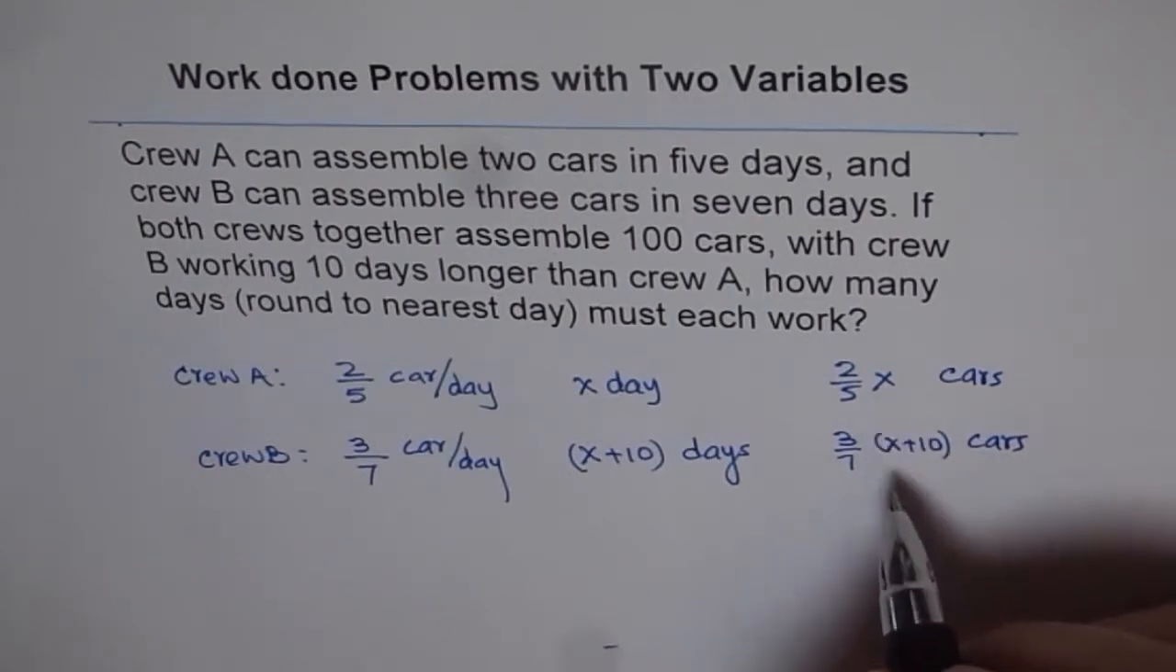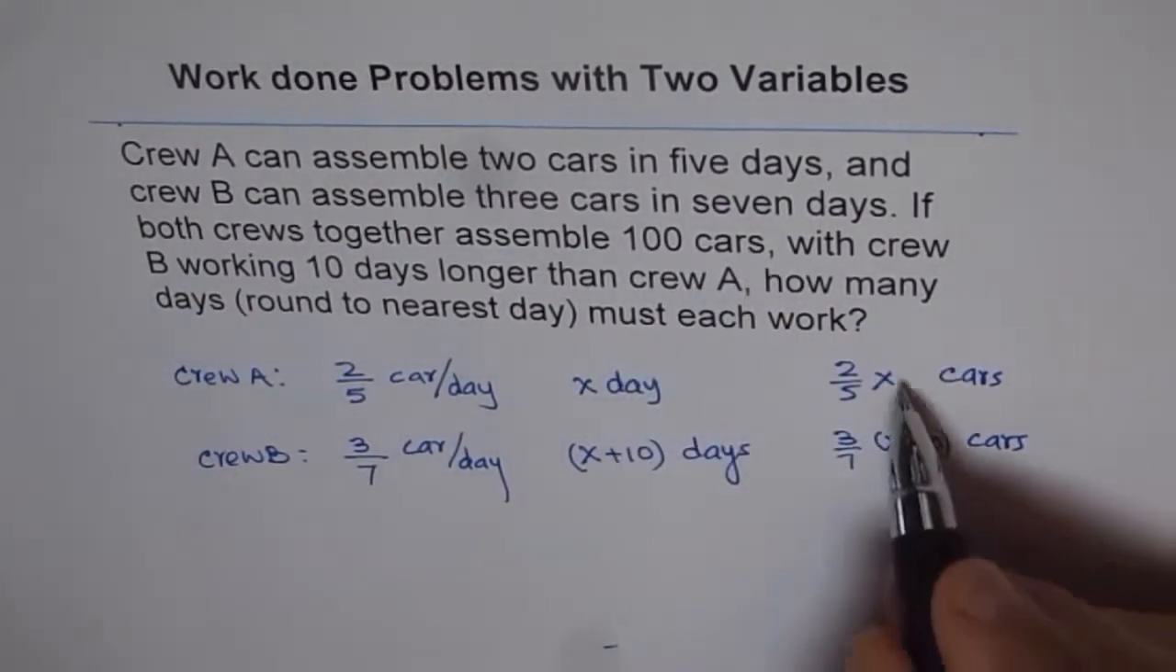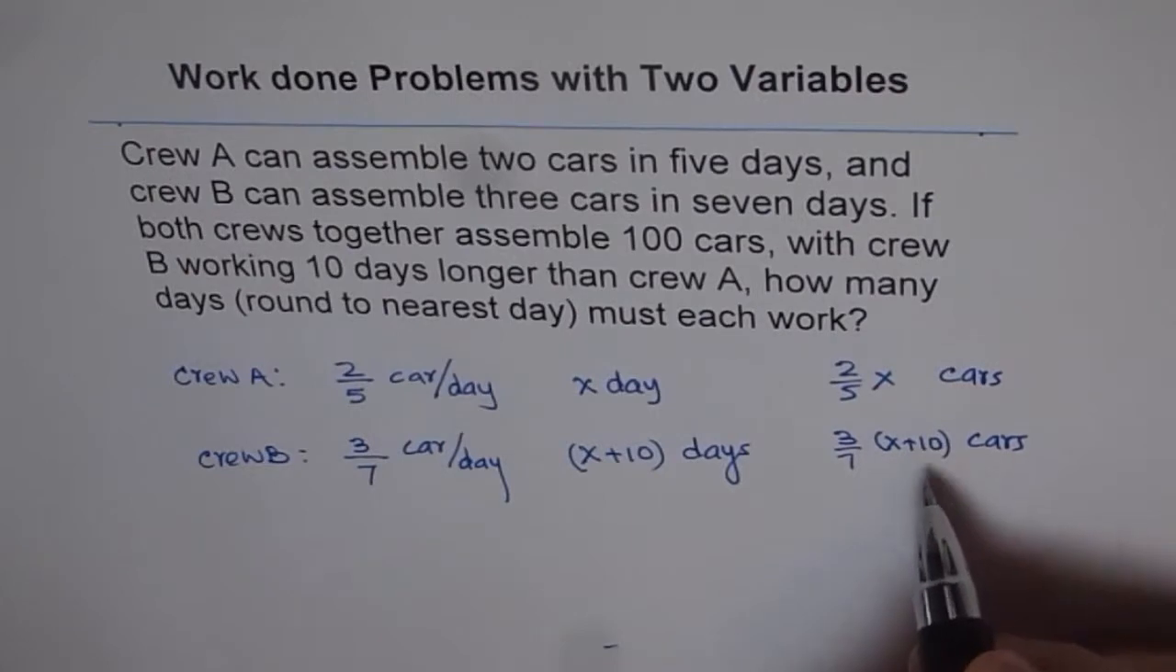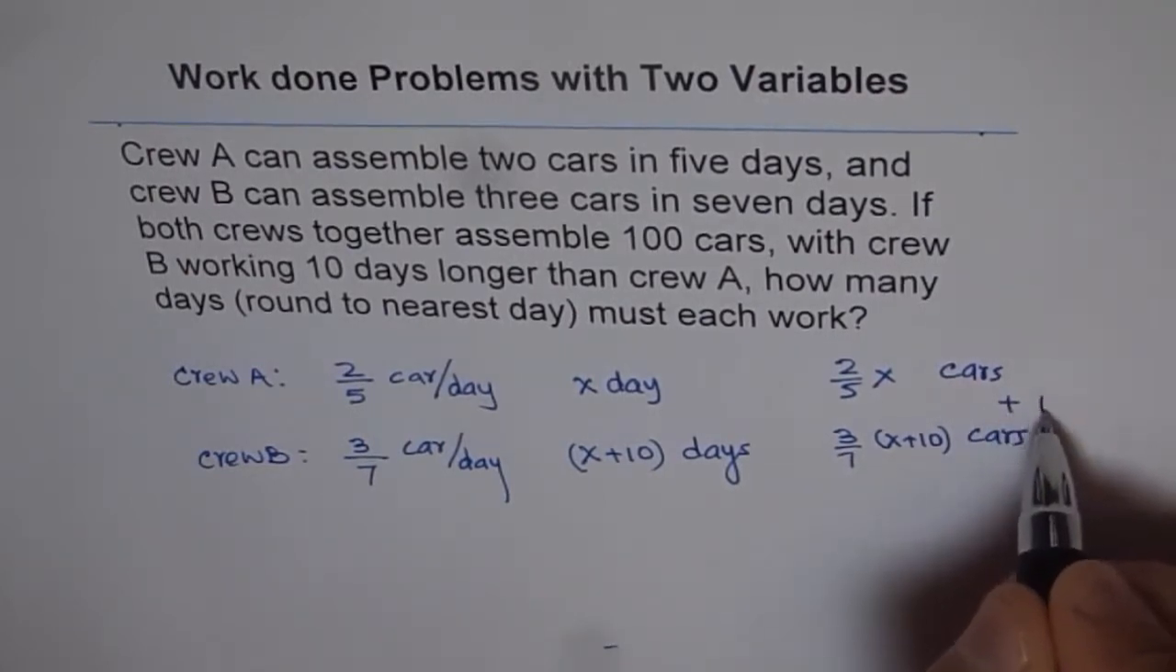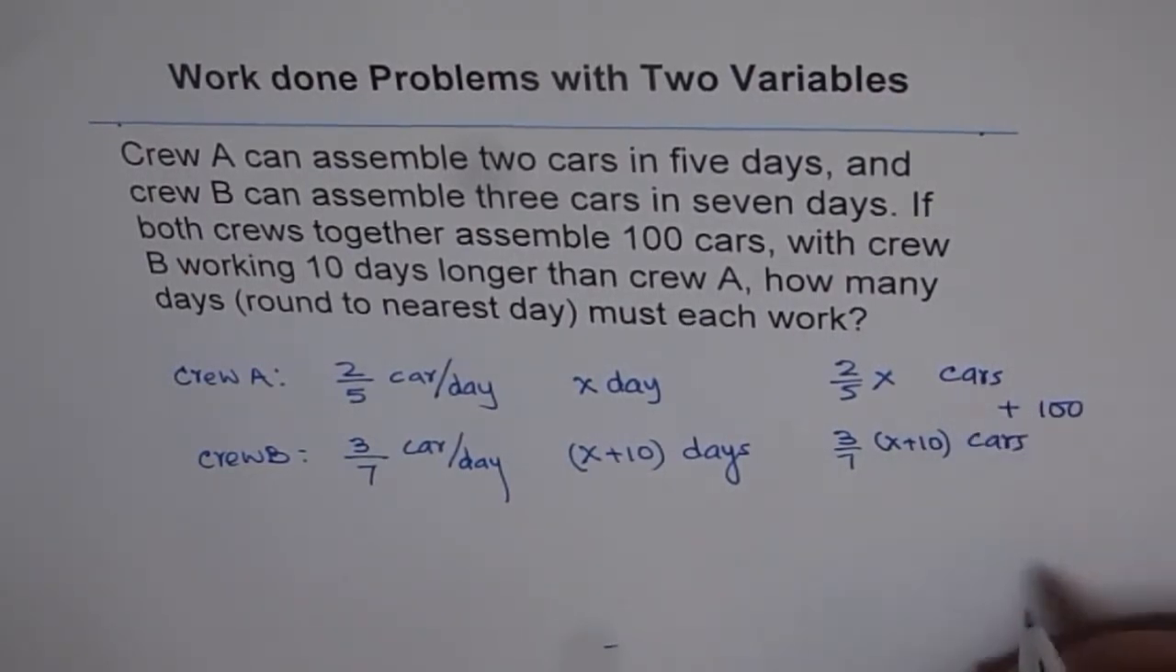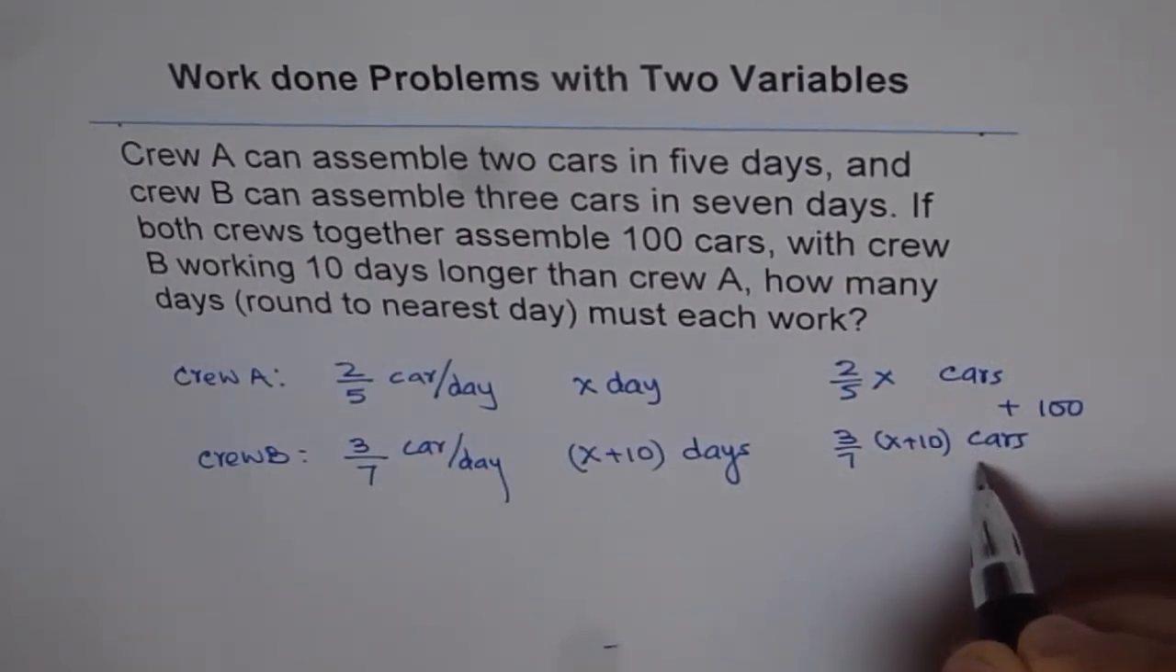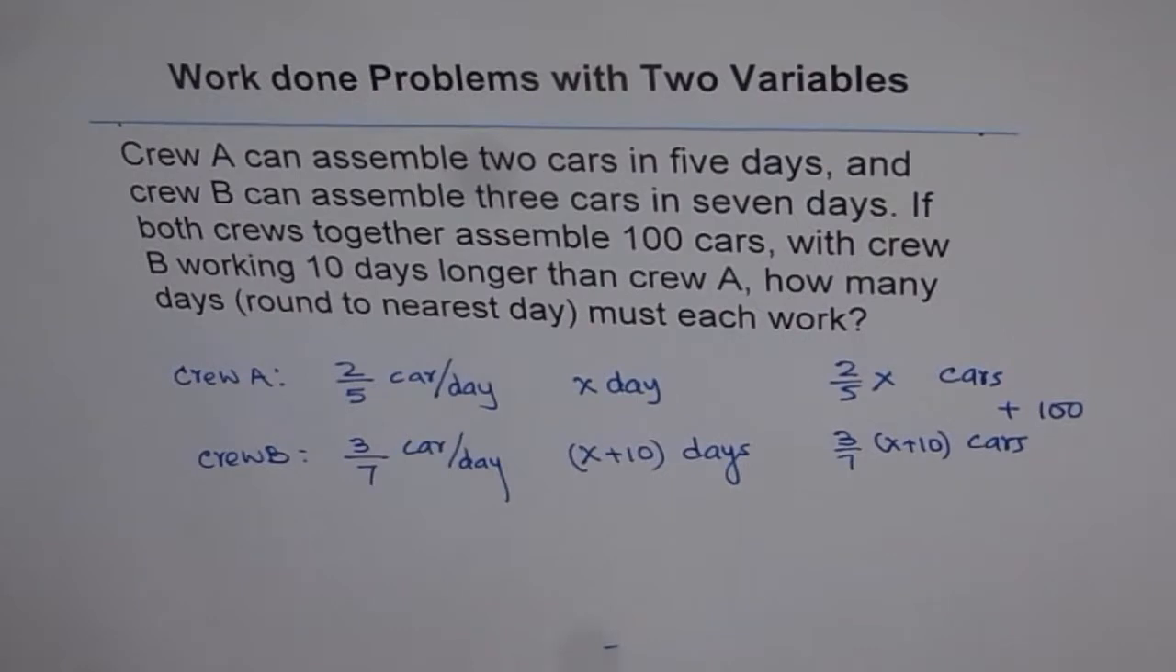And how much is the real job done? 100 cars. So when you add these things together, you get 100 cars. So that is how we get our equation. Now this is the equation to solve. Let's solve it and figure out what the answer is.